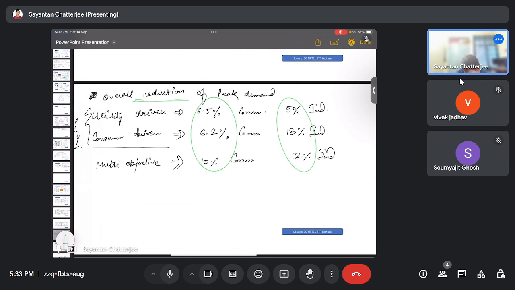So whether the system is controlled by demand response management more towards utility driven or more towards the consumer level, ultimately there's a reduction in the total peak, and that is our aim. Demand response management, the aim is to reduce the peak demand.